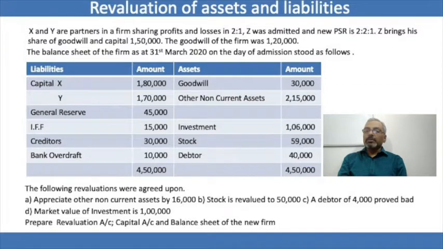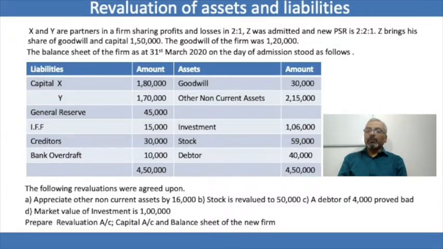Now you can see the balance sheet. On the liability side: capital of X 1,80,000, capital of Y 1,70,000, general reserve 45,000, investment fluctuation fund 15,000, creditors 30,000, bank overdraft 10,000. So the total of the liability side is 4,50,000. On the asset side, it begins with goodwill, the value is 30,000. Then we have other non-current assets, the value is 2,15,000. Investment 1,06,000. Stock 59,000. And debtors 40,000. So the balance sheet tallies at 4,50,000.